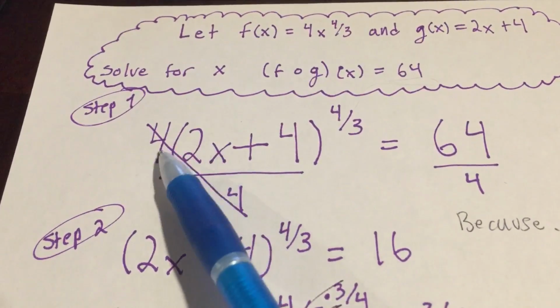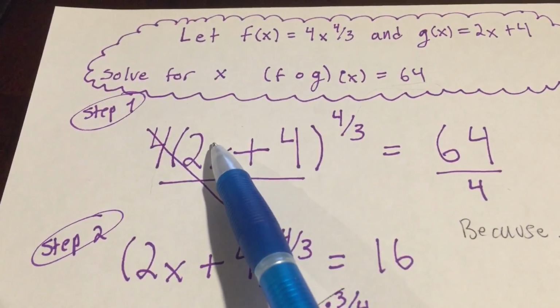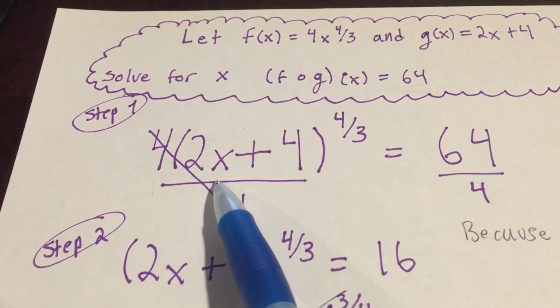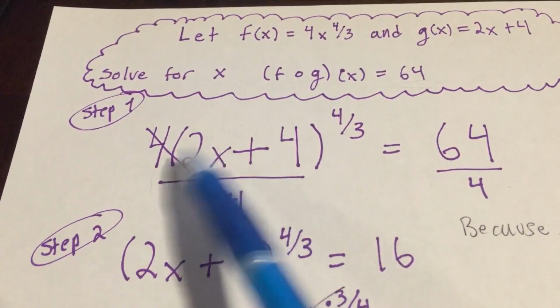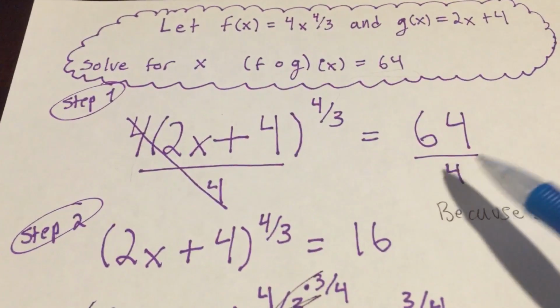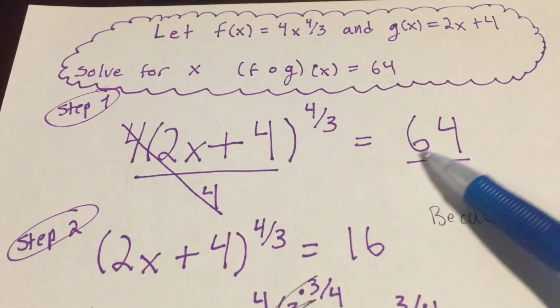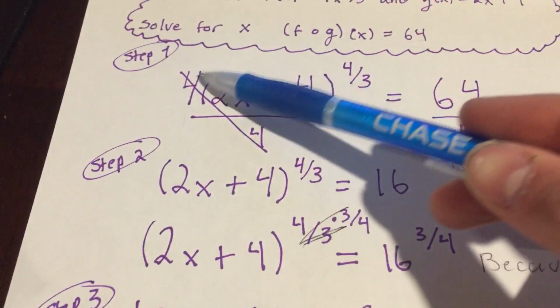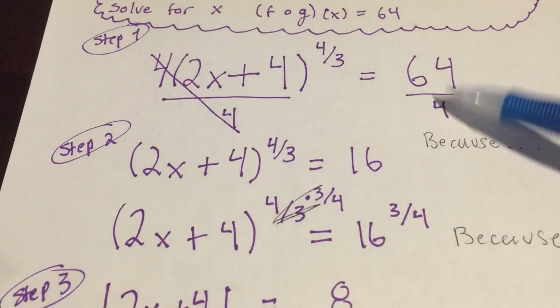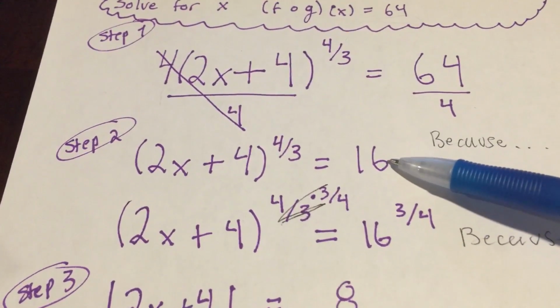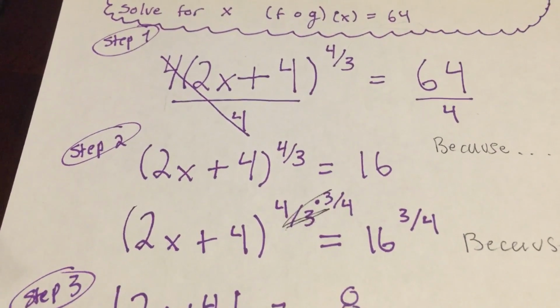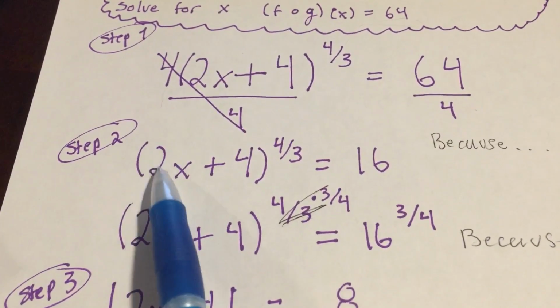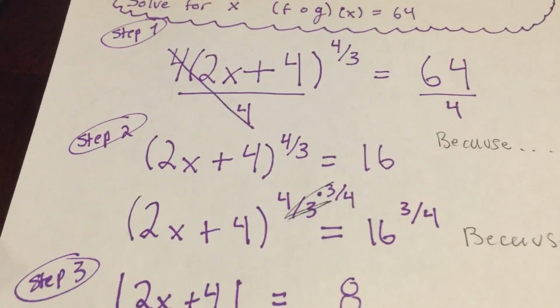So in order to isolate this term, we have to divide it by 4. And because we divide by 4 on this side to isolate it, we also have to divide by 4 on this side. Okay, so then step 2, once we divided it, this side cancels. 64 divided by 4 is 16. And we're left with (2x plus 4) to the 4/3.